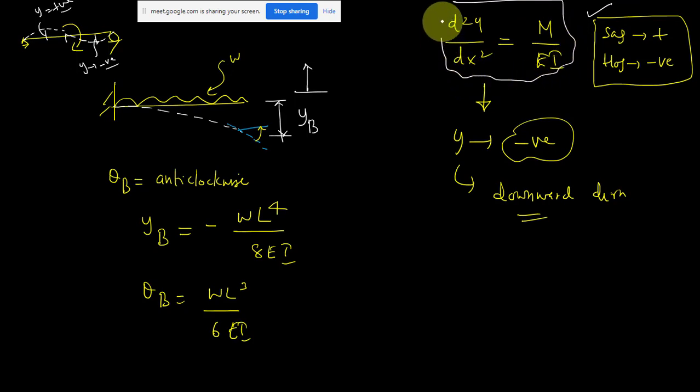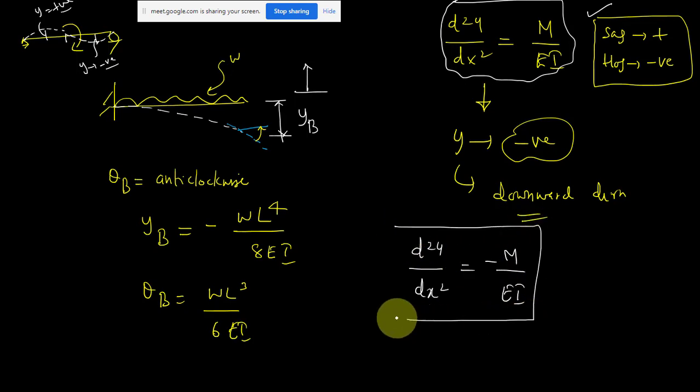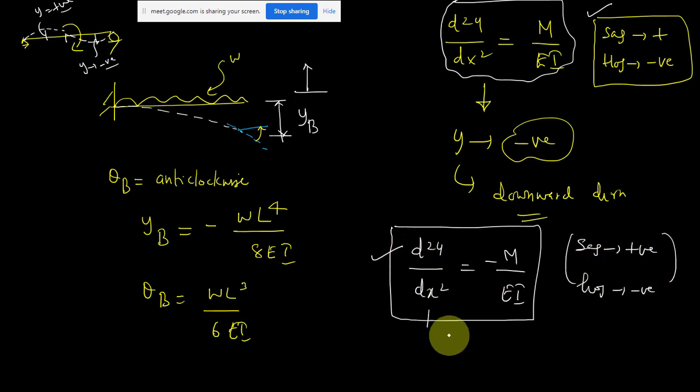Sometimes in some textbooks they will use this equation, d square y by dx square is equal to minus M by EI. In some textbooks the equation itself has a negative sign, but the sign convention will be the same: sagging is positive and hogging is negative. So if you are using this equation and following the same sign convention, you will get deflection positive for a downward deflection. This should be clear. Otherwise, you will get confused sometimes.